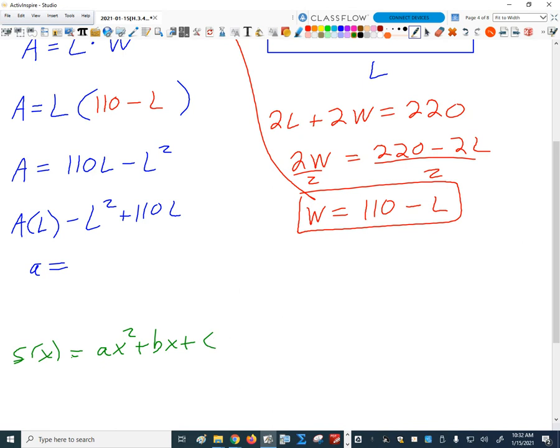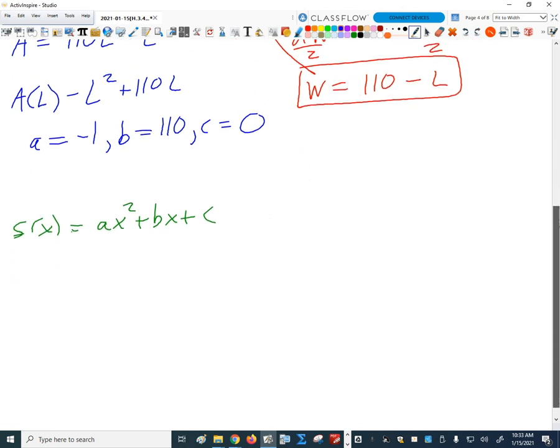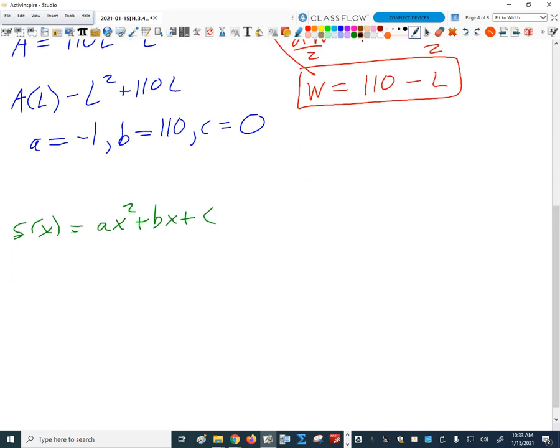Is it -1? It's -1, exactly, you got it. Yeah, it's -1. So what's B? 110. 110, and C is 0. 0. Very good. Okay, so A is negative. What does that tell us about the shape of this graph? It's going to be flipped. Okay. So it's going to be down. Okay, it's going to open down, isn't it?